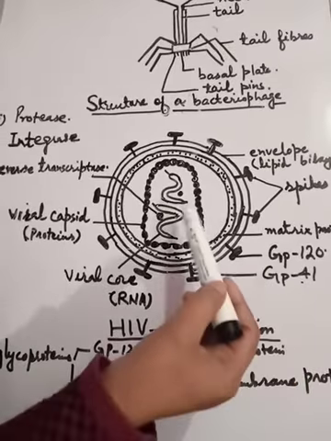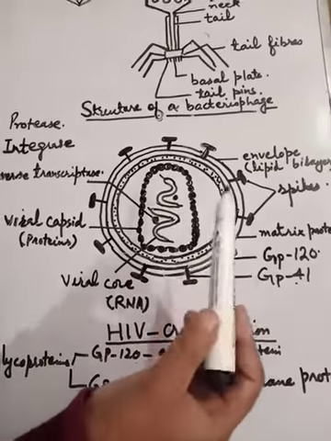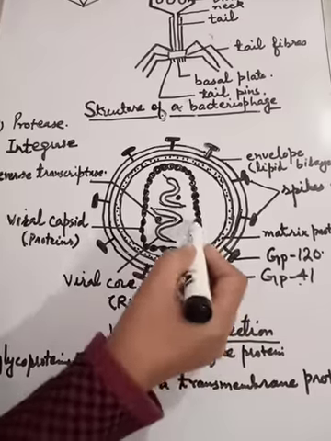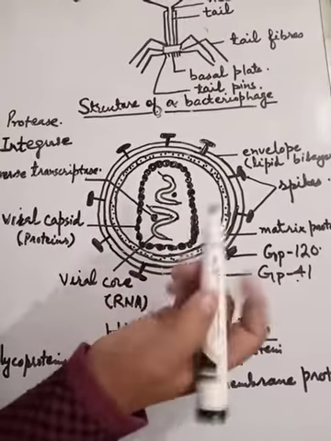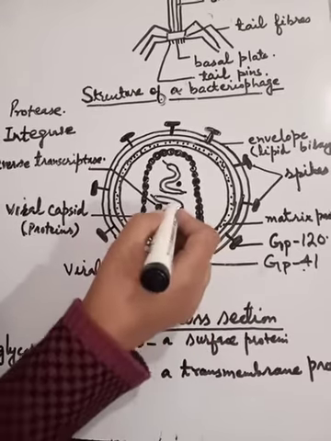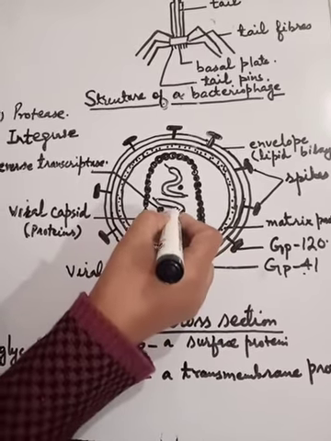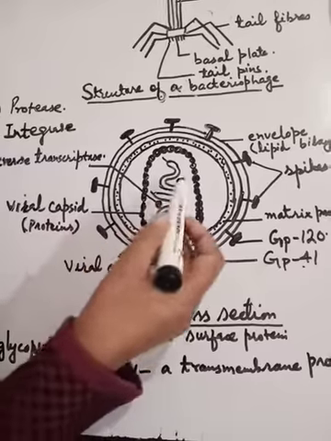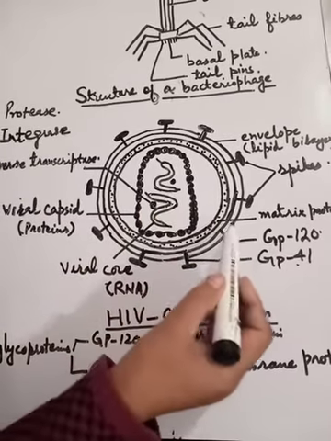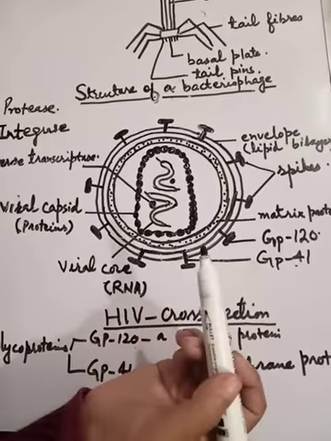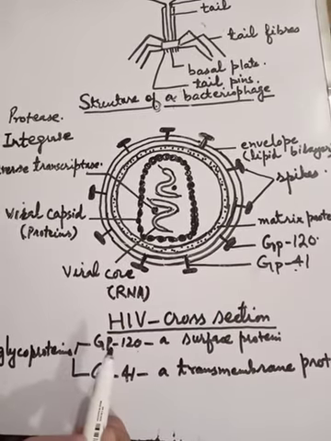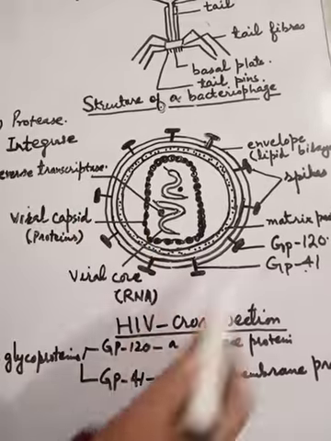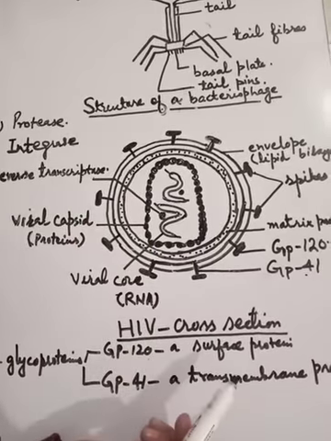matrix proteins and these capsid proteins, they are encoded by 3 genes of the HIV virus. Rest of the genes, they are involved in making some regulatory proteins which are different enzymes. So these 3 proteins, they are what? Structural proteins, and they are encoded only by 3 genes. So this is all about what? Structure of HIV virus. Thank you, students.